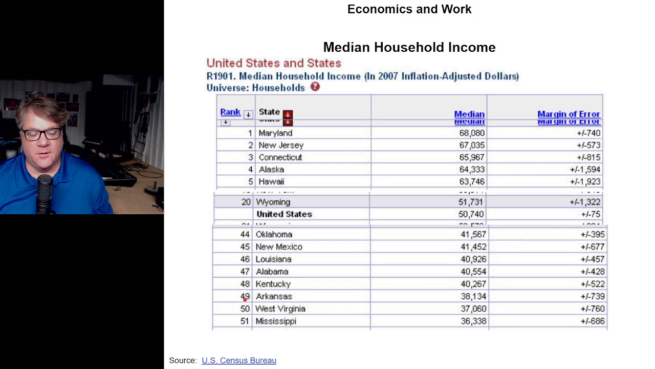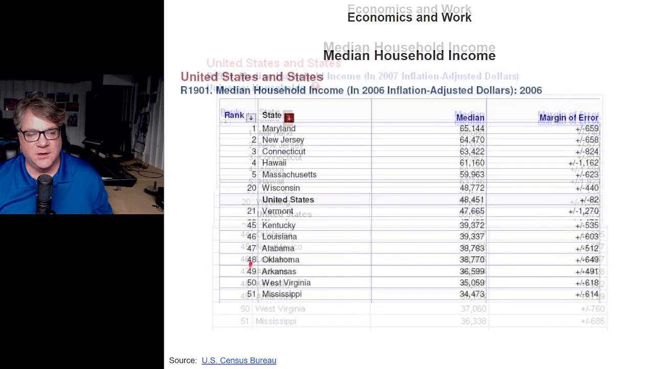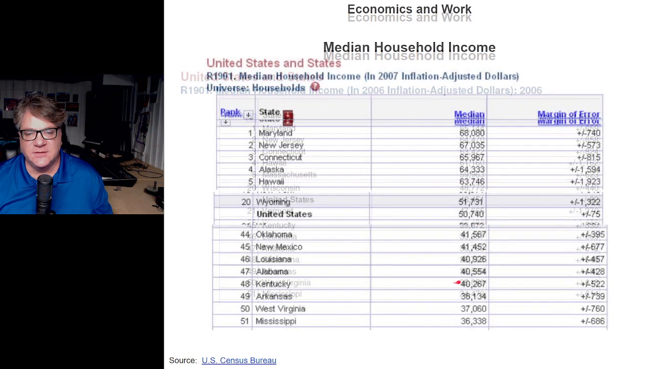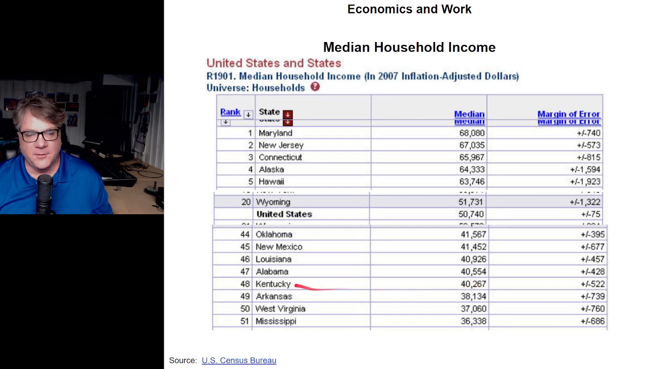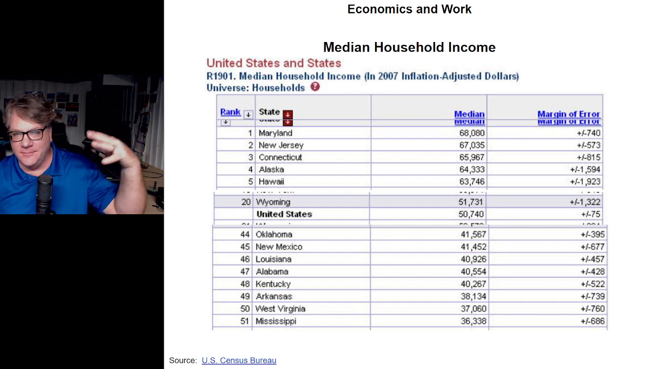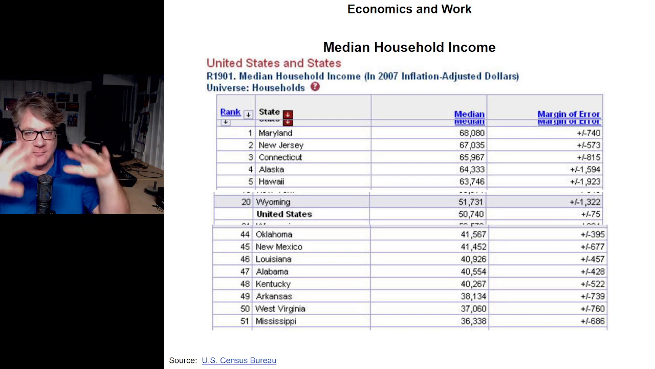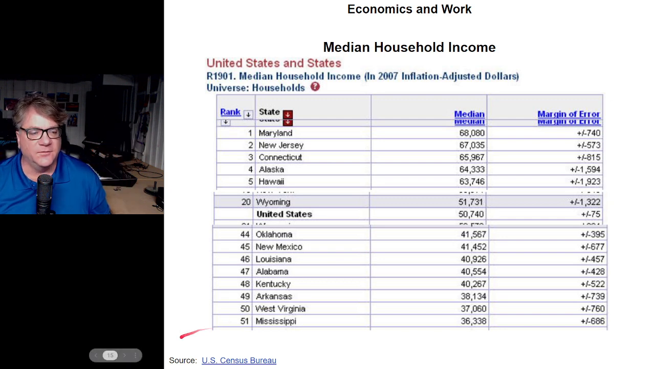It's interesting to note here that Kentucky's ranked 48 compared to the year before. Kentucky was ranked 45th, but the number here, the median household income, actually increased, but the ranking got lower. Now, how do you explain that? Well, other states are changing too. People are developing all around the country, not just one community, one state. Everybody's changing and doing things differently.